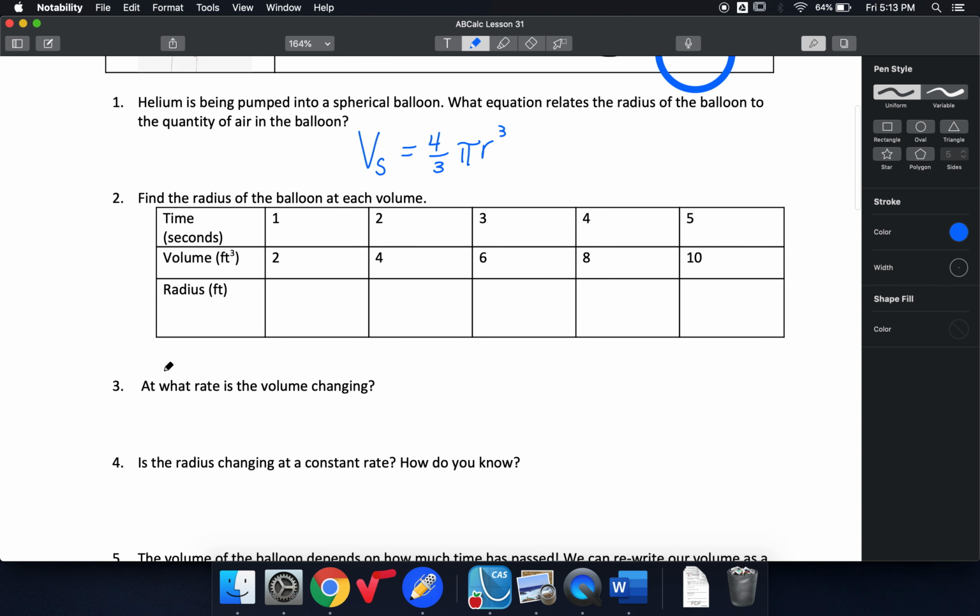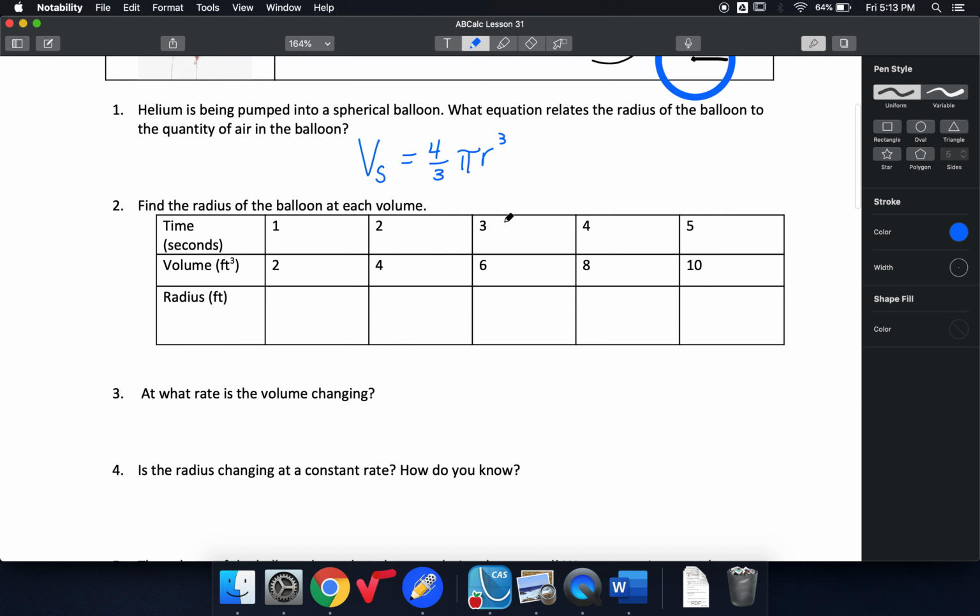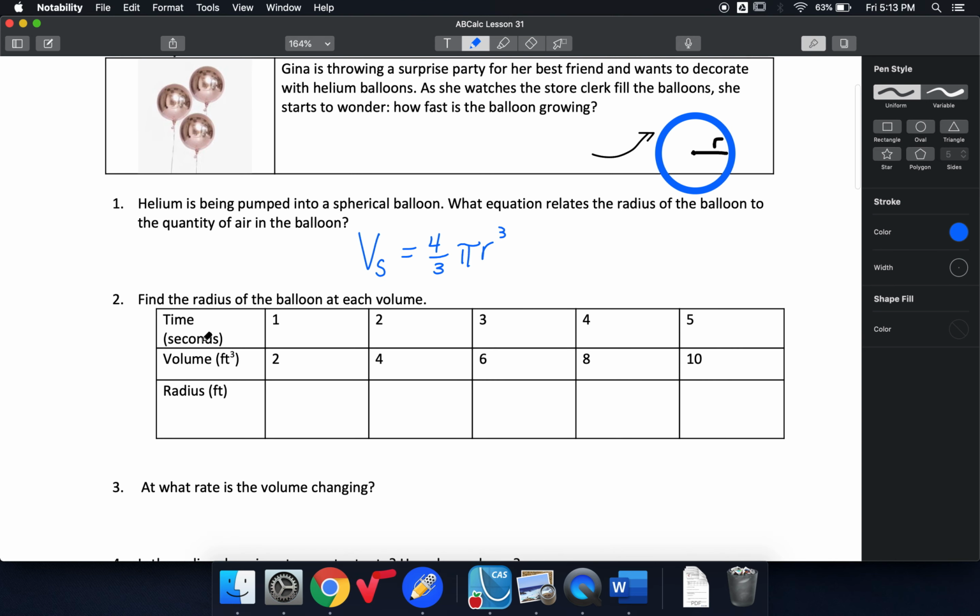In your printout, I think it printed too soon, so your table values are missing. So go ahead and fill in these table values. We're assuming that we've been told some data here that after 1 second, the volume of the balloon is 2 cubic feet. After 2 seconds, it's 4 cubic feet, et cetera. So I could use this equation to help me find the radius.